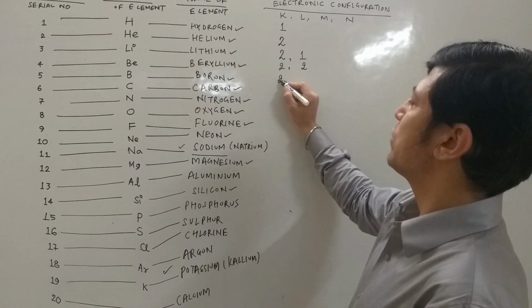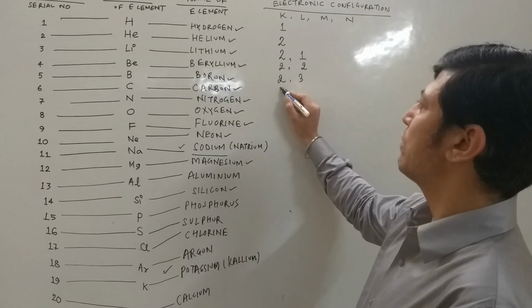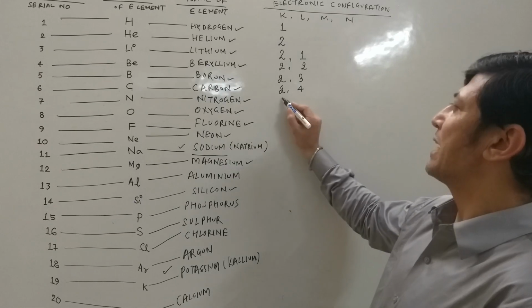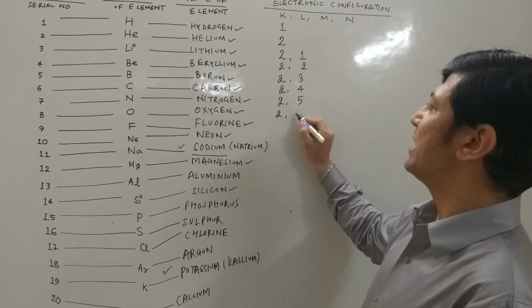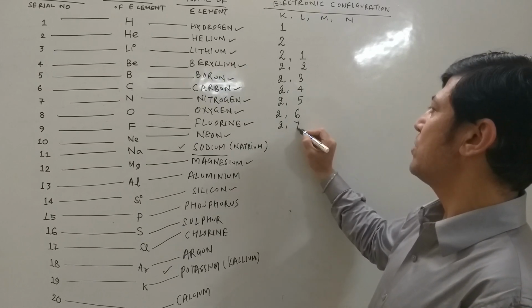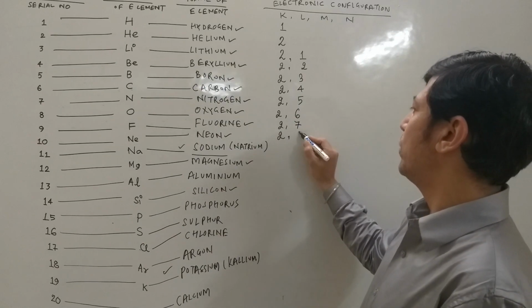Similarly, for beryllium it will be 2, 2. For boron, can you tell me? It will be 2, 3. For carbon, atomic number 6, it will be 2, 4. Yes. Nitrogen 7, it will be 2, 5. Oxygen 8, it will be 2, 6. Fluorine, it is 9, so 2, 7. And neon, it will be 2, 8.